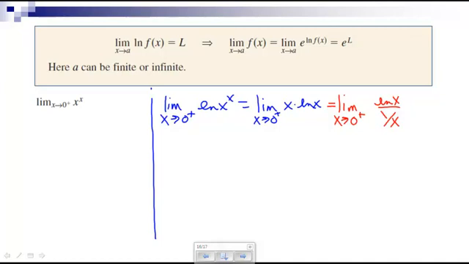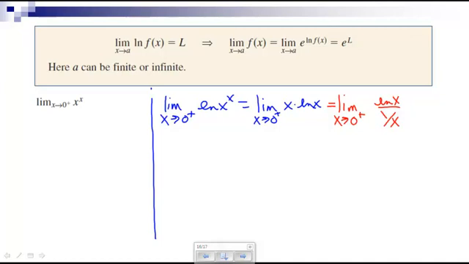The limit as x approaches 0 of x natural log x. Well, as x approaches 0, x is 0. But as x approaches 0, natural log goes to negative infinity. That means that last step is indeterminate in the form 0 times infinity.